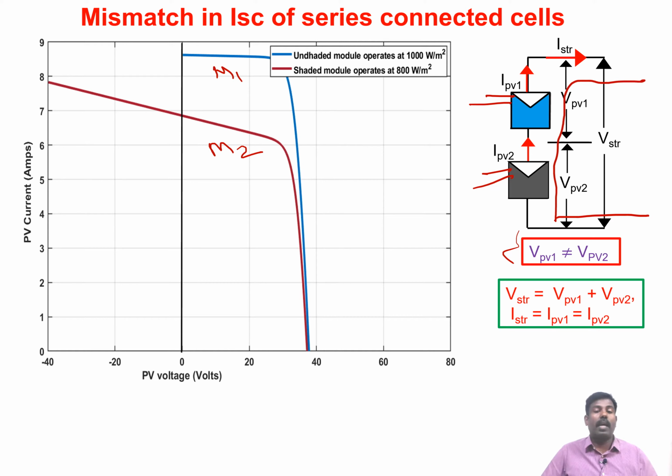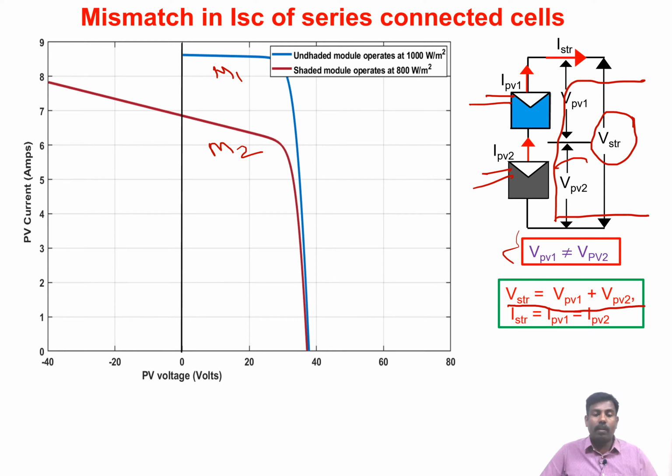Whereas as it is dissimilar modules, the VPv1 is not equal to VPv2. So now what is the formula? How to find out V string? So V string is VPv1 plus VPv2. Okay, so we will see.